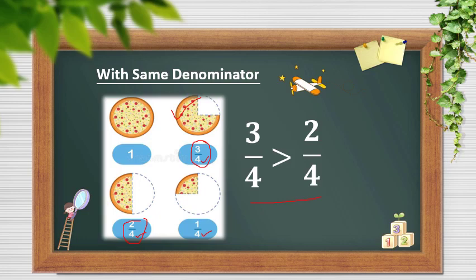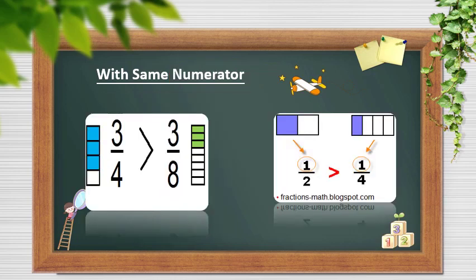So when denominator is same, we studied that, right? When denominator is same, smaller numerator will represent, excellent, smaller fraction, and bigger numerator will represent, excellent, greater fraction.